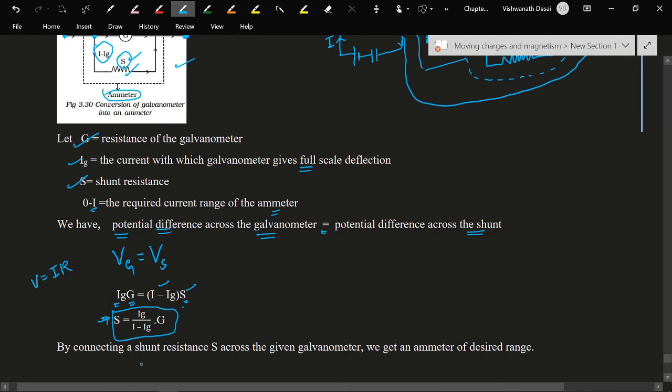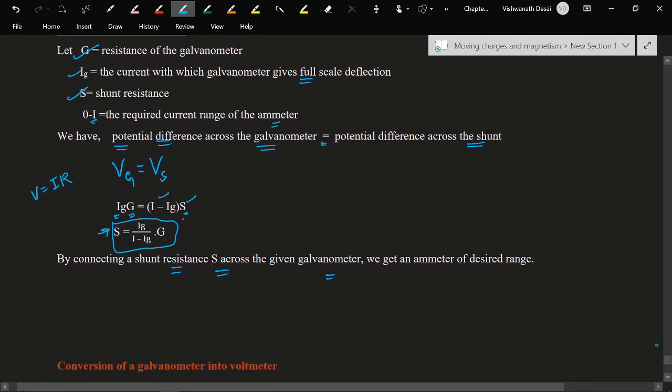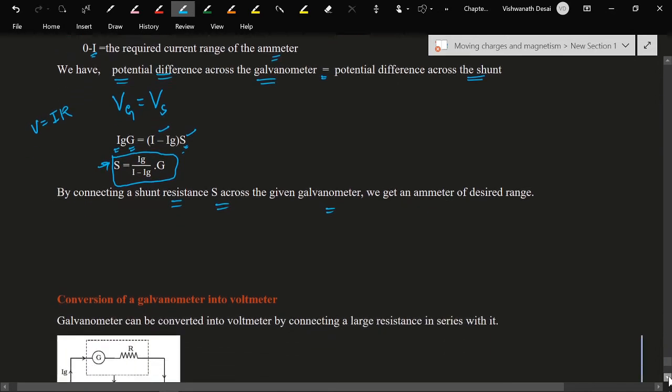How much current it can be measured, we can use that much ammeter value. So by connecting a shunt resistance S across the given galvanometer, we get an ammeter of desired range. This is a 3-mark question. And next one is there, last one.